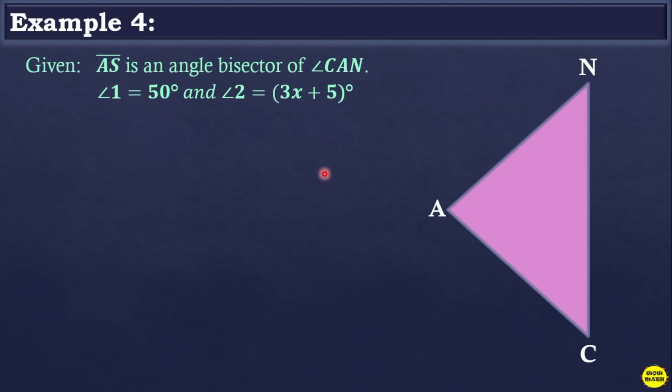I have here AS is an angle bisector of angle CAN. So, this is your CAN, and this is your angle bisector. If this is an angle bisector, it will form two congruent angles. This angle is congruent to this one because it is an angle bisector. It bisected, it divided angle CAN. Aside from this, it will also form right angles with the perpendicular lines. Okay? So, we have here angle 1.